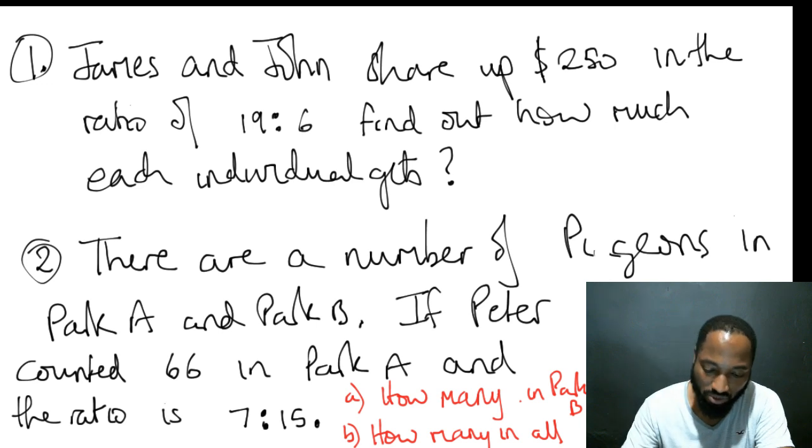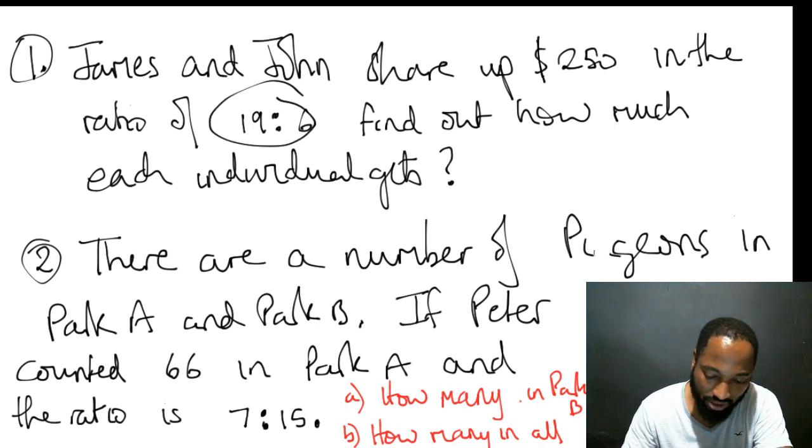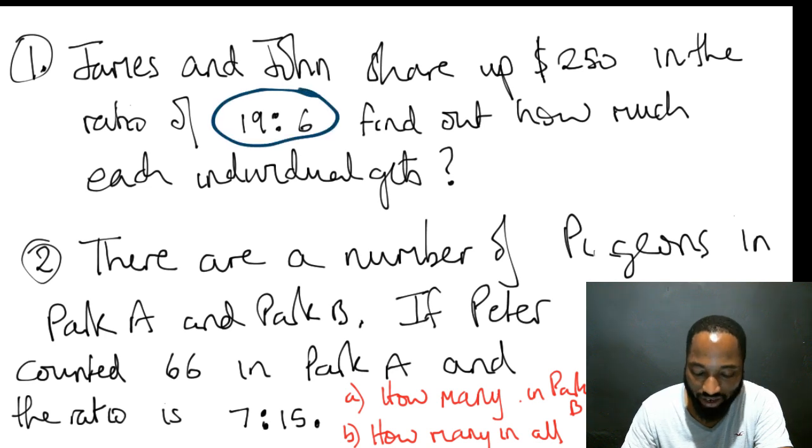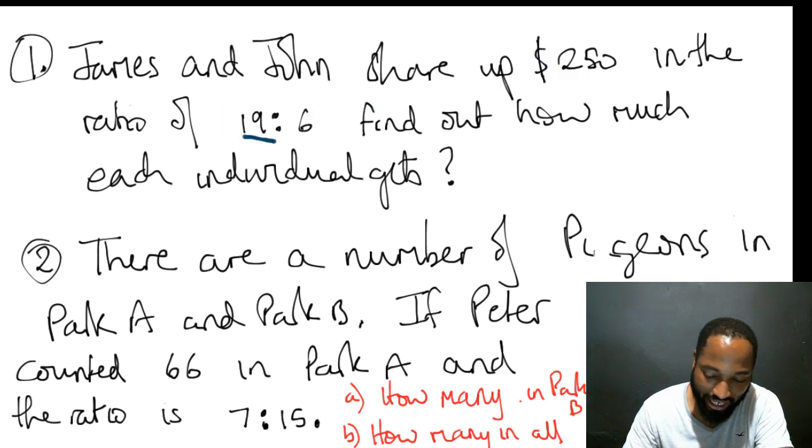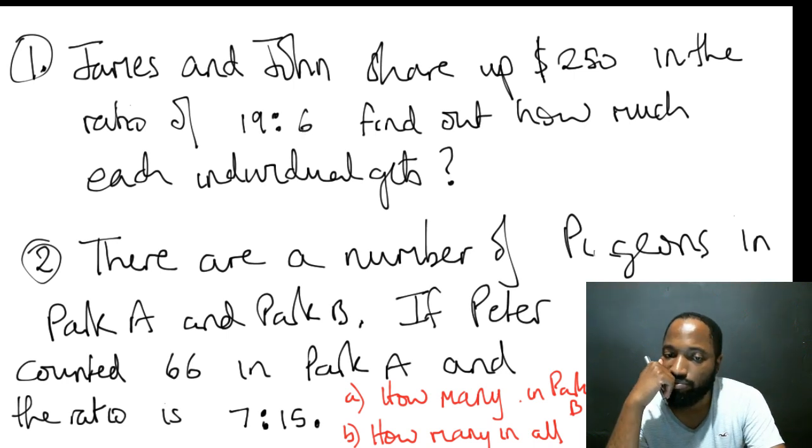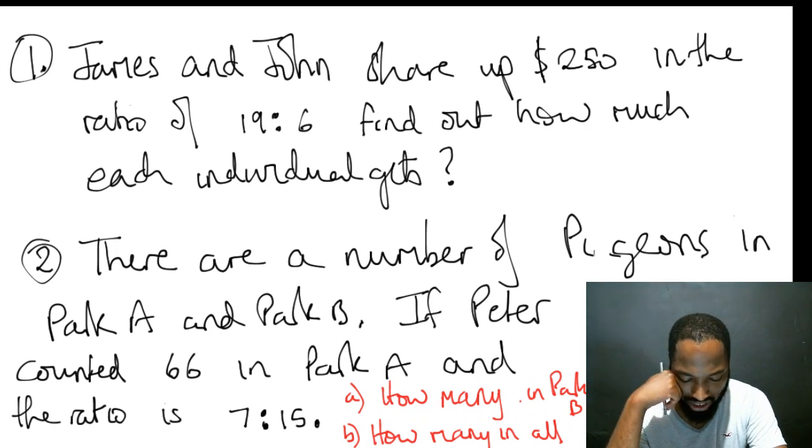So what you need to do is add up these 2. 19 and 6, and you'll get 25. Then you divide into there. 25 into 250 is 10. So 19 by 10 is 190, and 6 by 10 is 60. So that's good. So number 1 is good. And 141 in all, 207 in all. That's what you get.